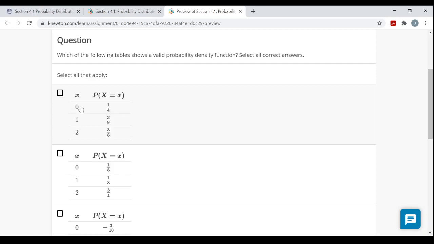All right, so first one, you're given your possible values of the random variable x over here. All these probabilities are from 0 to 1. So far, so good. Now let's add them up. Now I'll get a common denominator, which would be 8. 1/4 is 2/8. So you have 2/8 plus 3/8 would be 5/8 plus 3/8 again would be 8/8. That's 1. So all the probabilities are from 0 to 1, and the sum of the probabilities is equal to 1. This is a valid probability density function.